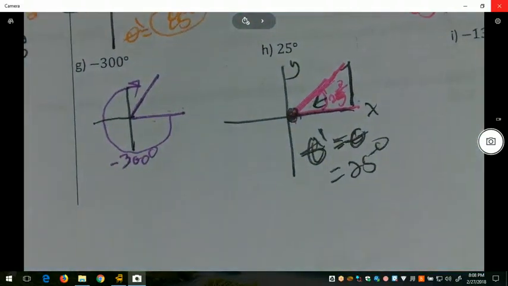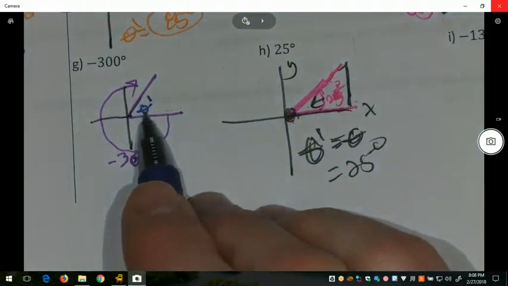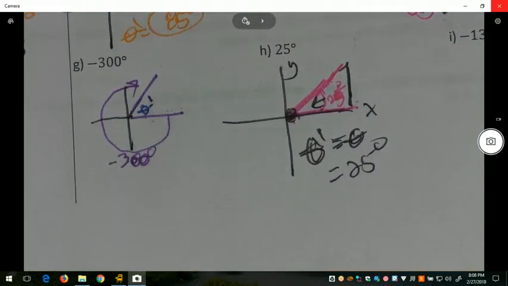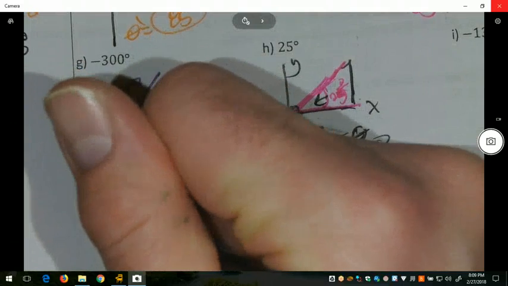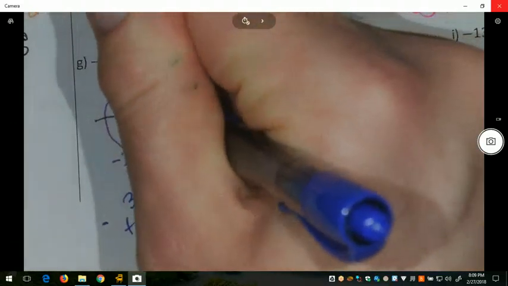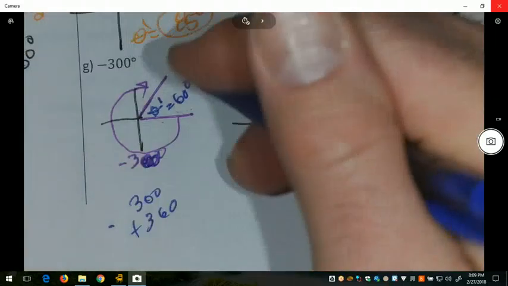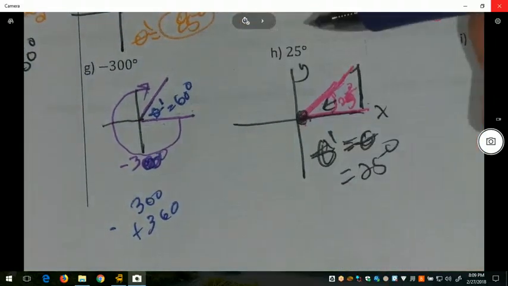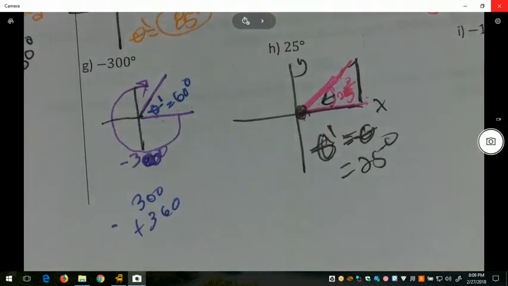But that's not so bad because I'm not really going to have to worry about finding a reference angle in a second, because it's in quadrant 1. What's nice is if I find a coterminal, it'll already be an acute angle in that quadrant. So if I do negative 300 plus 360, I get that this is 60 degrees, because that additional negative 60 degrees would make it go 360 degrees around. So there is my reference angle.